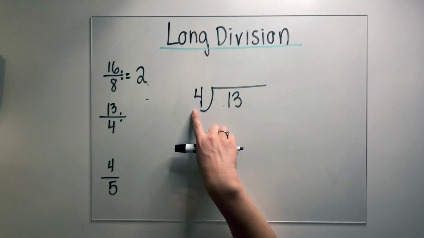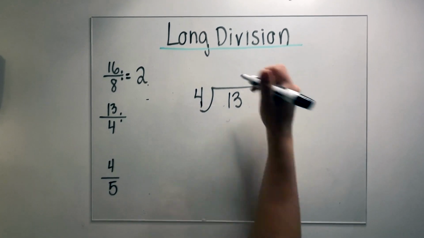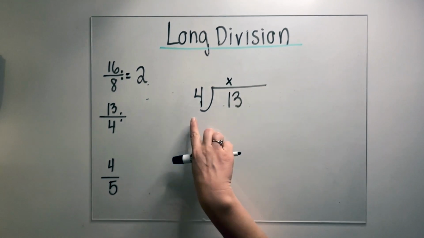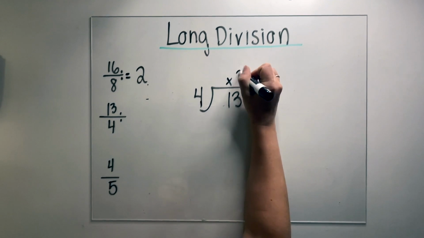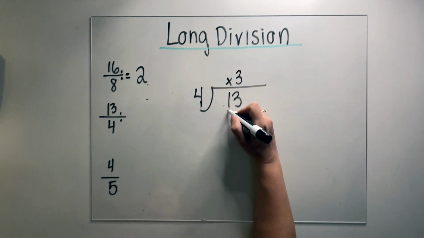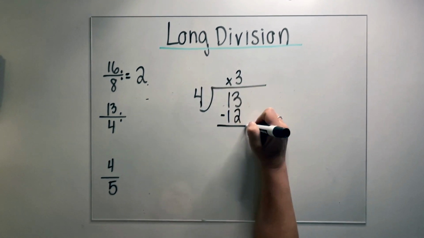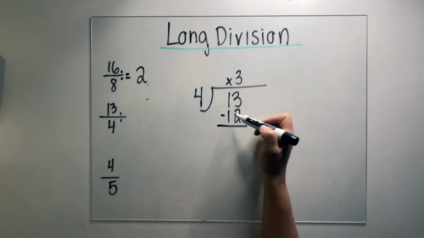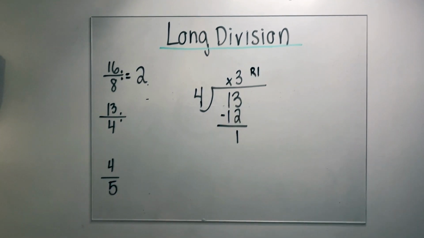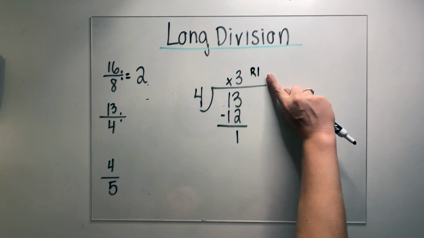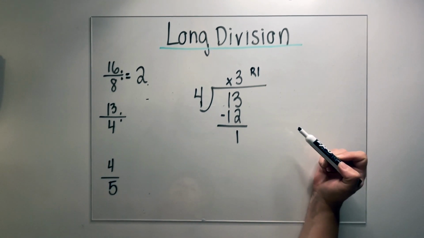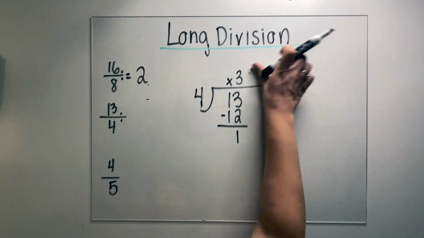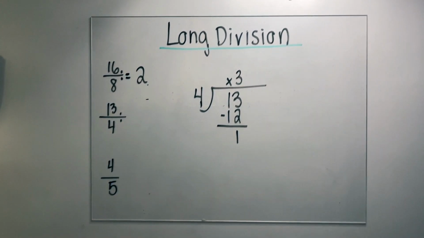How many times does 4 go into 1? It does not. How many times does 4 go into 13? It goes in 3 times. 3 times 4 is 12, and then I'll subtract. 13 minus 12 is 1. In previous years, you would have said 3 remainder 1 and stopped. Now you're getting older. It's time to get rid of this remainder and turn it into a decimal.